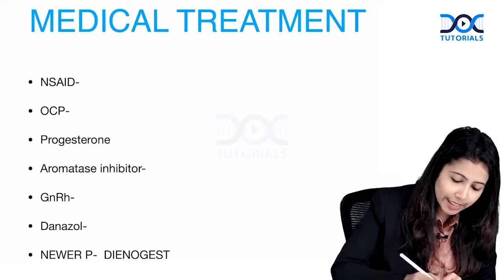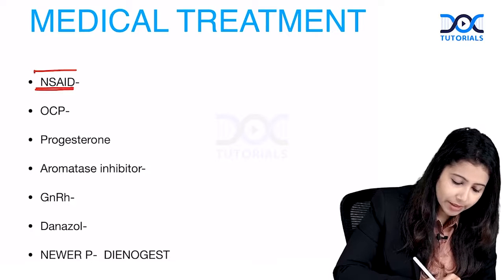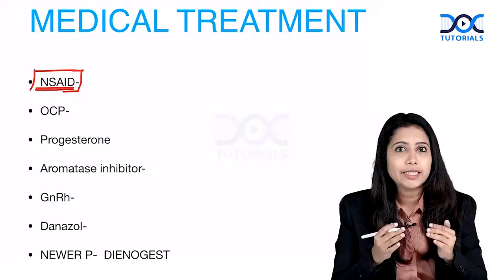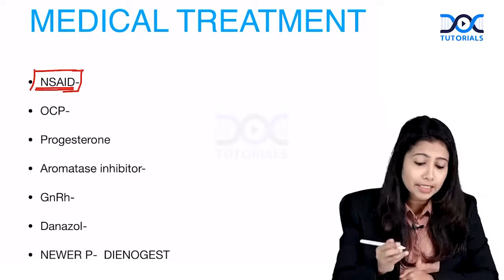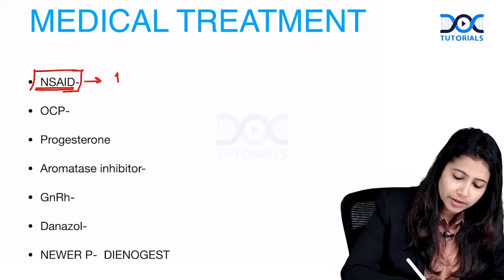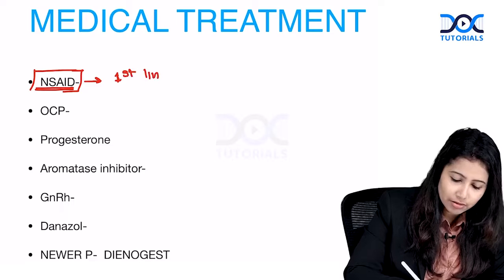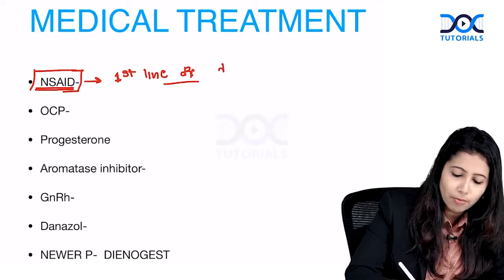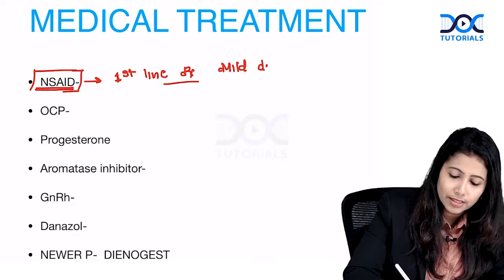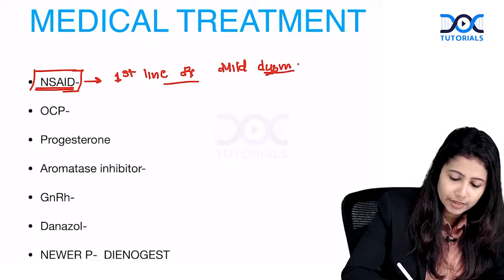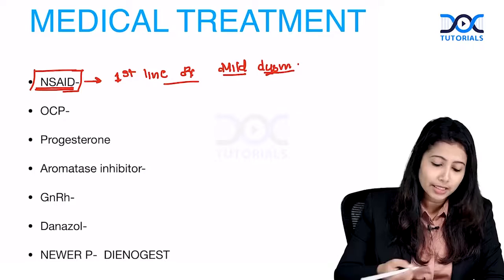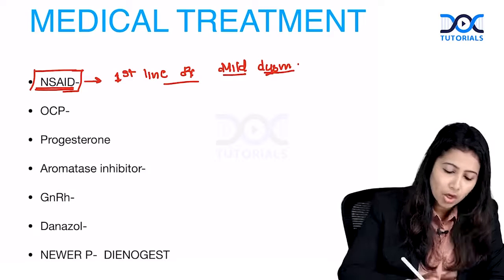This involves the NSAIDs. NSAIDs basically decrease the inflammation, and they can be used as a first line treatment for mild cases of dysmenorrhea. In mild cases, you can give them NSAIDs.